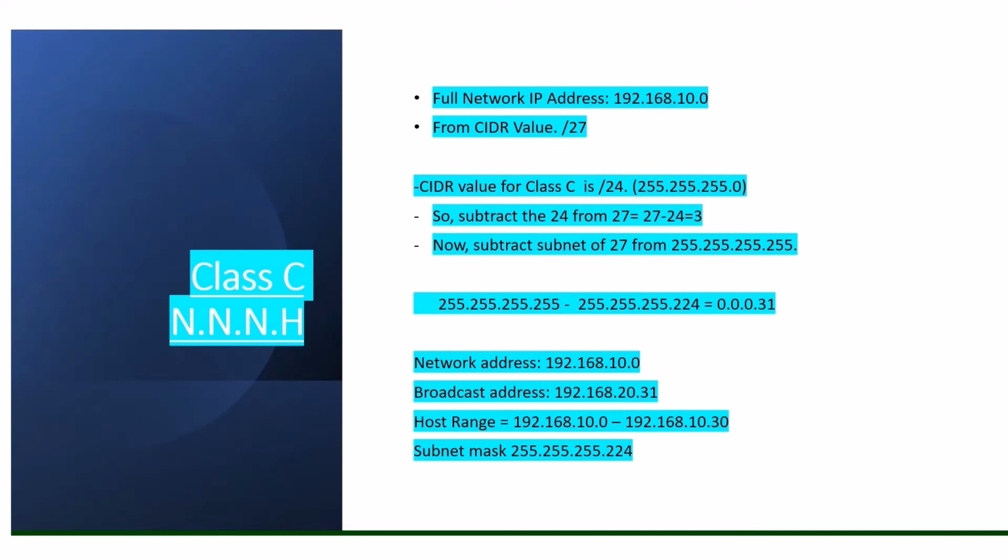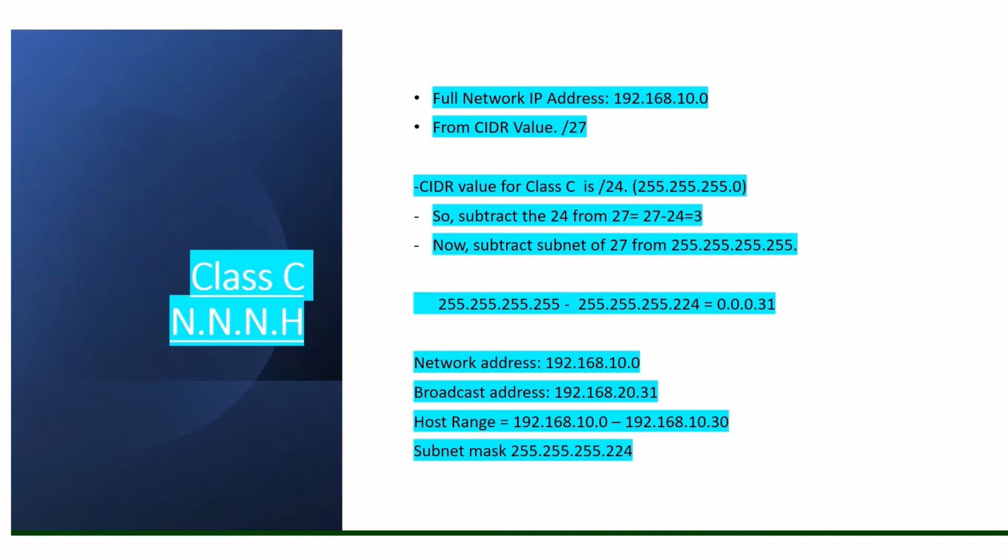Here you can see I have got an IP address, 192.68.10.0, and my CIDR value is 27. I have to do subnetting of this IP address. At first, it is class C, so I should know the subnet mask, 255.255.255.0, which is 24. Now I have to subtract 24 from the CIDR value 27, and I'll get 3. From that table you can see the value for 3 places is 224, and in that way you can find the subnet mask of 27.